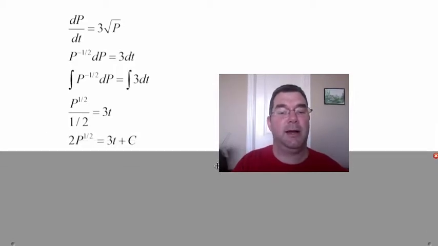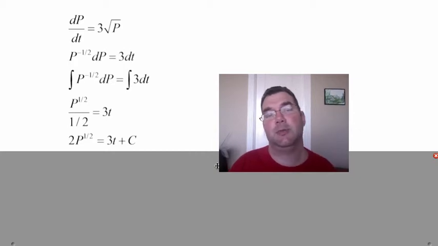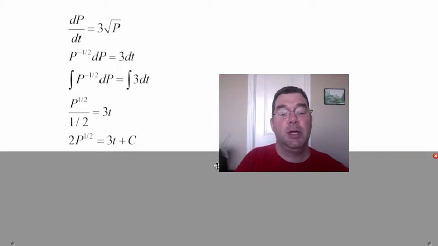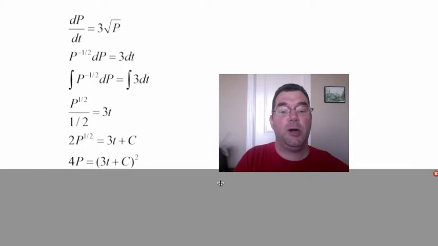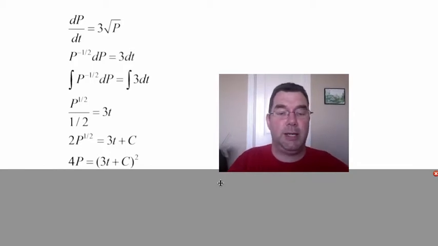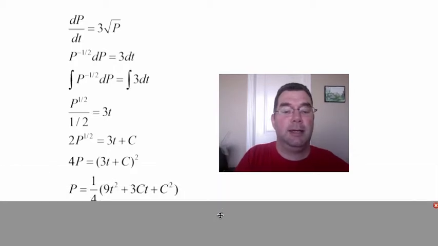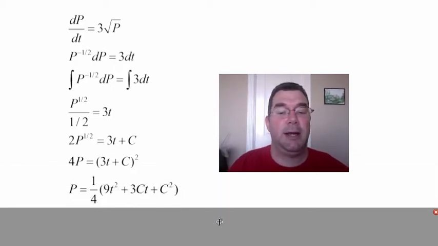If I simplify the left side, dividing by a half is the same as multiplying by 2. So I get 2 times p to the 1/2 equals 3t plus a constant. And I don't forget my constant there. So if I square both sides, I get 4 times p equaling (3t plus my constant) all squared. And then if I continue to solve that, I just expanded out that binomial squared, and then I multiplied both sides by 1/4. And that's what I get. If I had more information, I could figure out what that c was, but I don't, so this is where I have to stop.